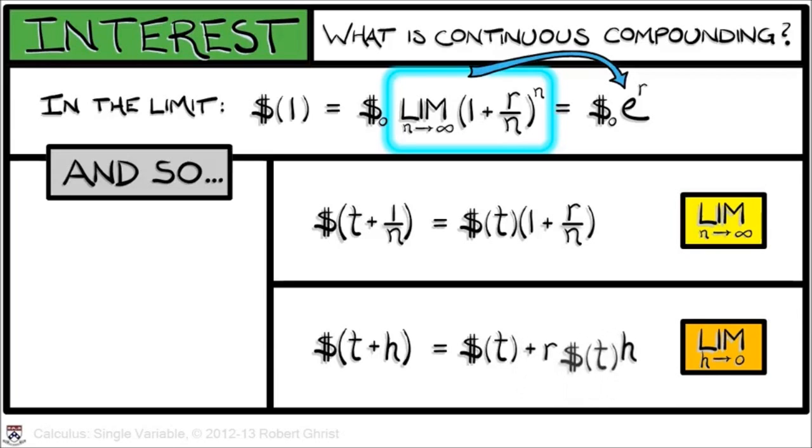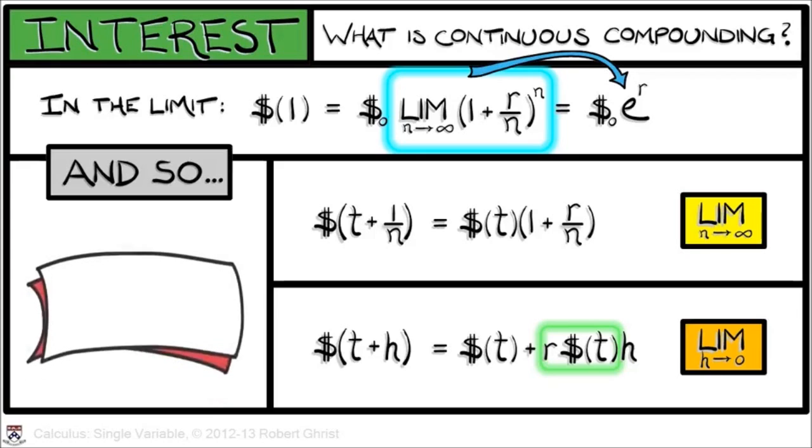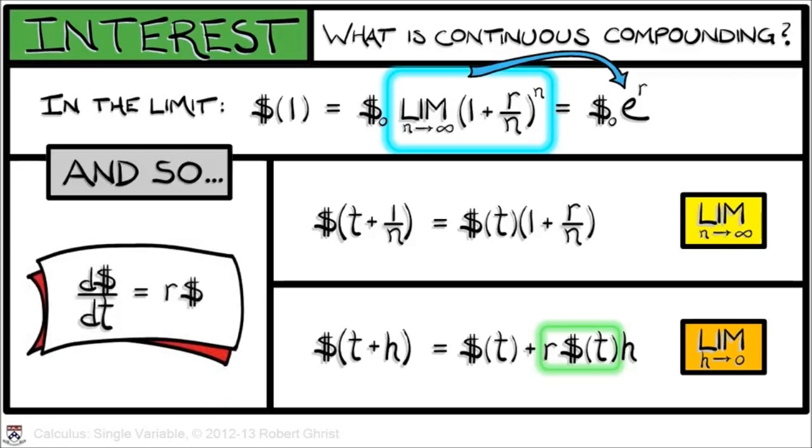And now, expanding out that multiplication, we see a familiar sight from our definition of a derivative. The coefficient in front of the h term tells us the derivative of the amount of money as a function of t, and so we can see the differential equation: d/dt of the amount of money equals r times the amount of money. That is our standard differential equation.